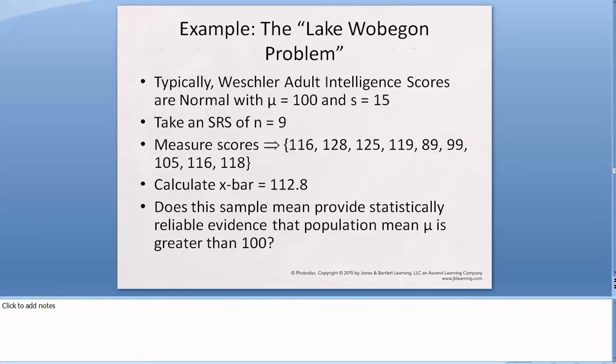So let's see how that works. Here, we know that the adult intelligence scores are normal with mean 100 and standard deviation 50.